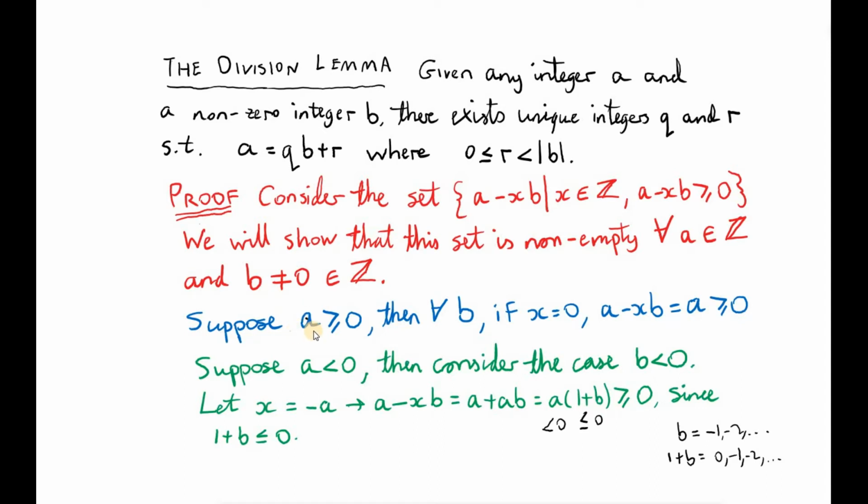Let's first take the case where a is non-negative. So can we find an integer in this set? Well, if a is non-negative, then it doesn't matter what b is. If we choose x to be 0, which we can do, we can choose x to be any integer, then we get the integer a minus xb, which is just a, which, as we stated from the start, is greater than or equal to 0. So in the case where a is greater than or equal to 0, then for all b, we've found an element of the set.